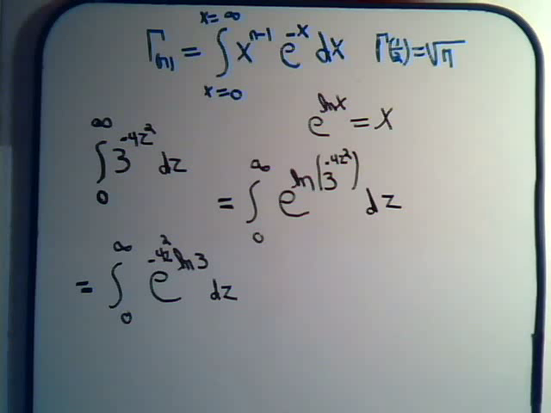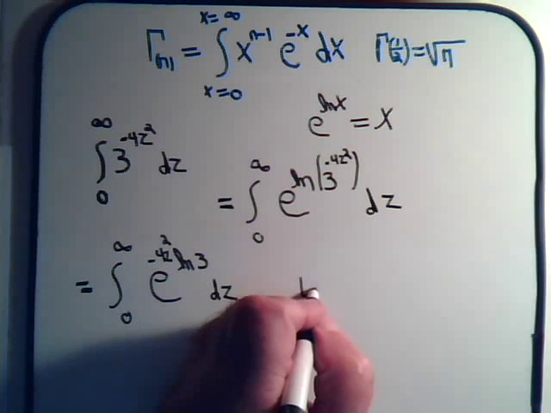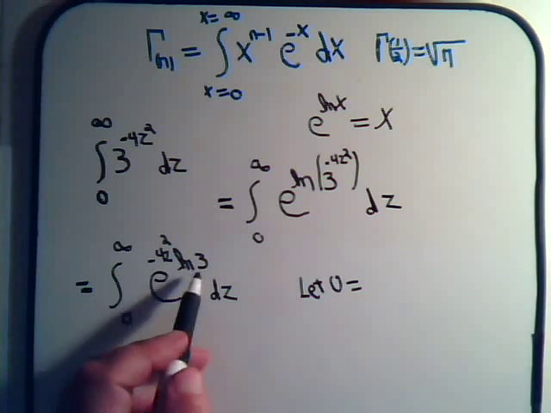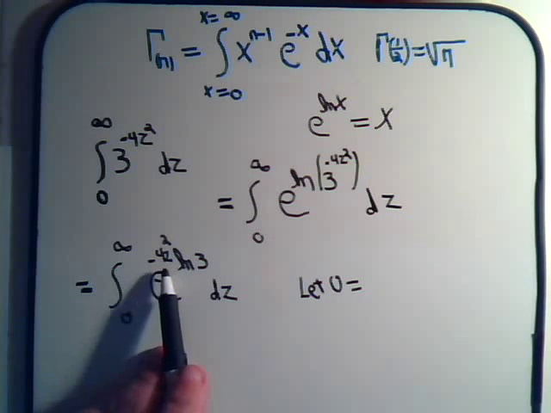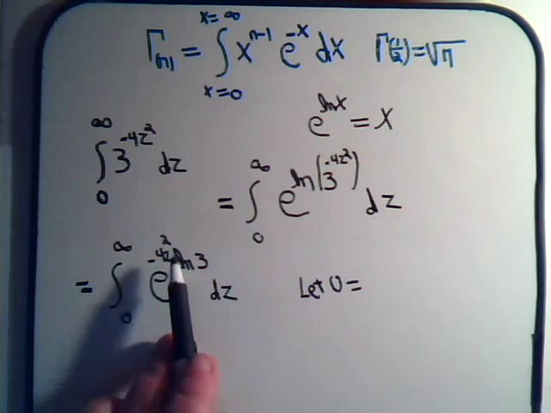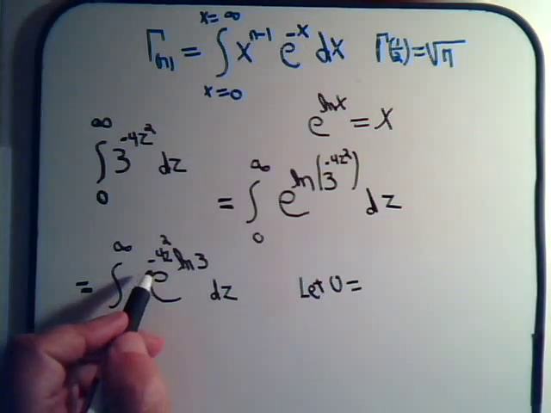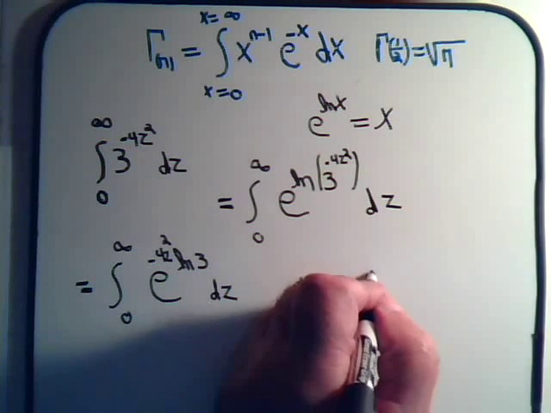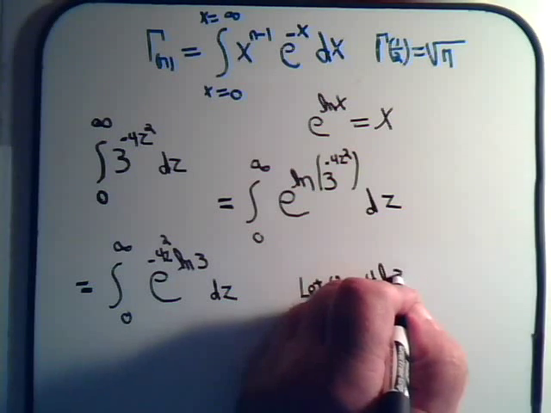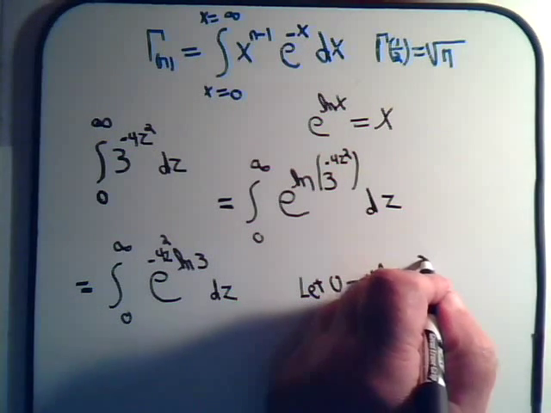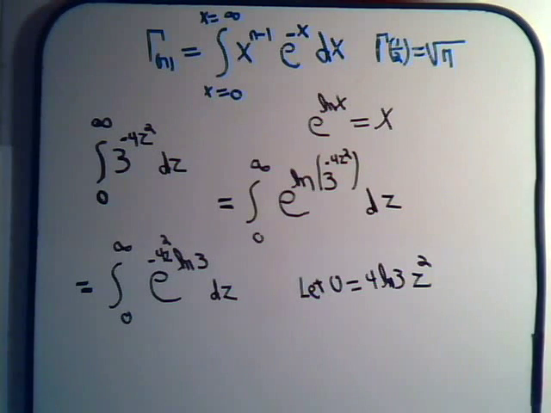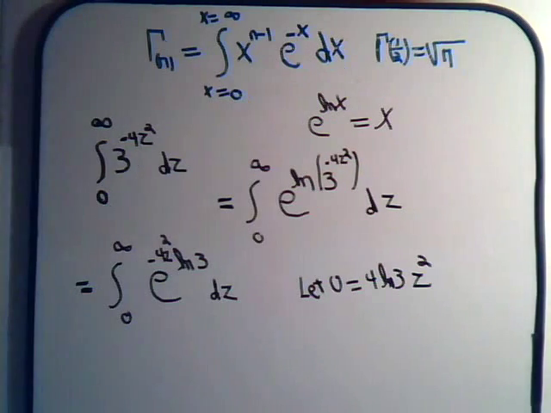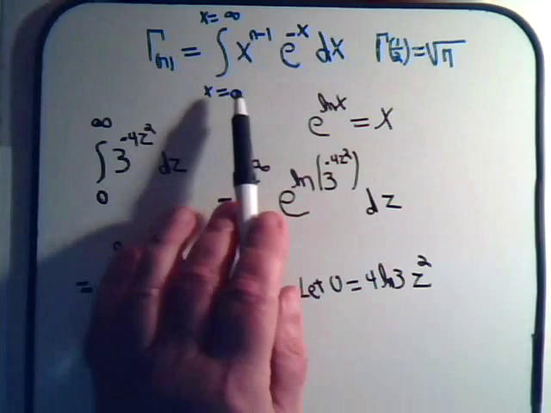Let's try a substitution. If I say let u be equal to this, we would have u equal to minus 4 times the natural log of 3 times z squared. No, we want the minus sign in there, so we'll just say let u be equal to 4 times the natural log of 3 times z squared. If you make that substitution, that gives us e to the minus u. That's resembling a gamma function. But what about the rest of the integral?